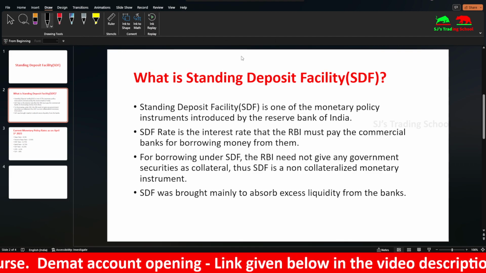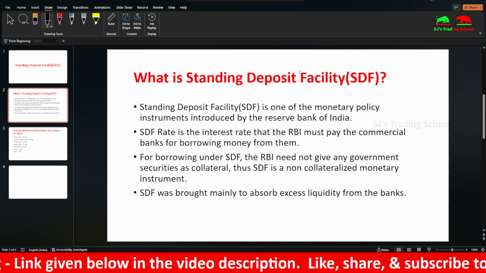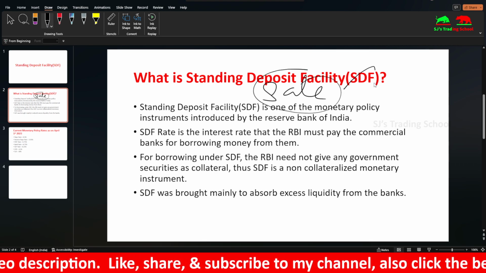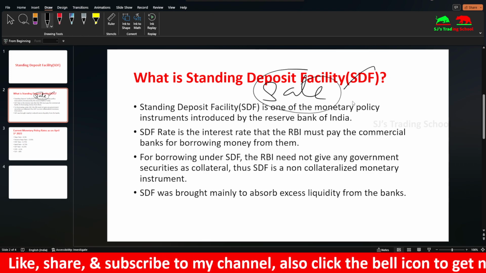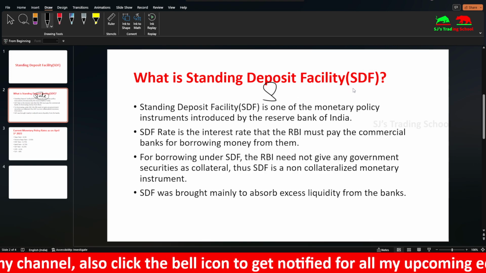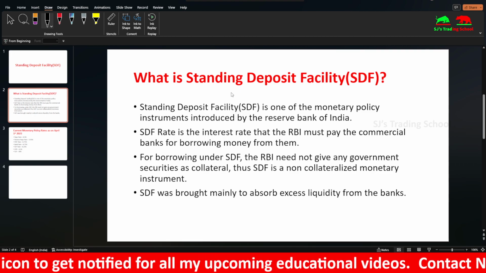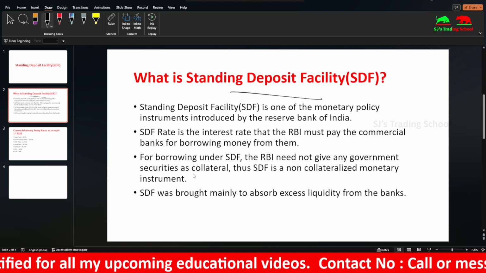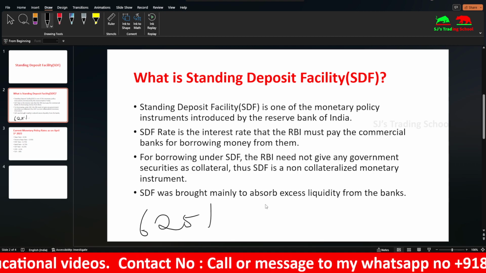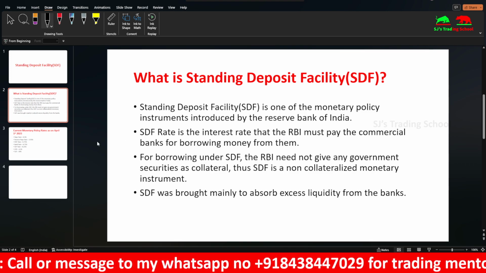In case of reverse repo, the government securities are sold, and the interest from the government securities is also paid to the banks, because they are actually sold under an agreement that those securities will be repurchased by the RBI at a later date. But in the case of SDF, no collateral is involved. The RBI simply gets the money from the banks and pays some interest, which is known as the SDF rate. Currently the SDF rate is 6.25% as on April 1st, 2023. The SDF was mainly brought in to absorb excess liquidity from the banks.